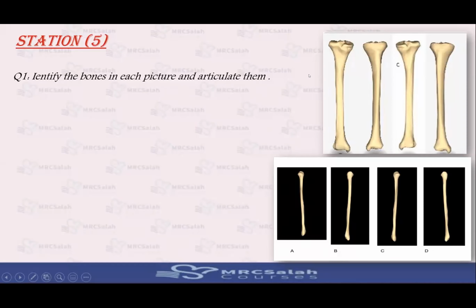Can you identify the bone in each picture and articulate them?